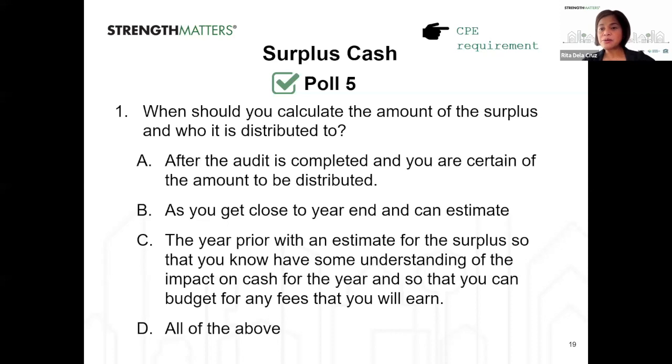Okay. So before we talk about that, we have our fifth poll for the day. When should you calculate the amount of surplus cash and who it is distributed to? So when should you be doing that? After the audit is completed and you're certain of the amount to be distributed; as you get closer to the year end and you can estimate; or the year prior with an estimate for the surplus, so that you have some understanding of the impact on cash for the year, and so that you can budget for any fees that you will earn; or all of the above.